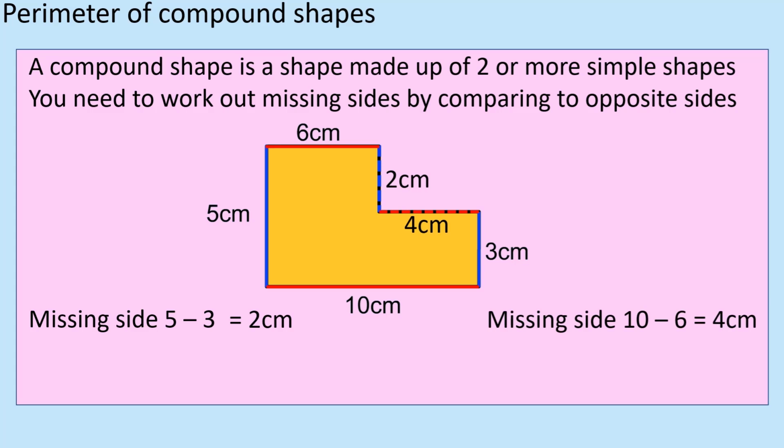And now I can just add all the numbers that you currently see because I've got all the information there, haven't I? So 10 plus 5 plus 6 plus 2 plus 4 plus 3 is going to give you a perimeter of 30 centimeters. So that's perimeter.